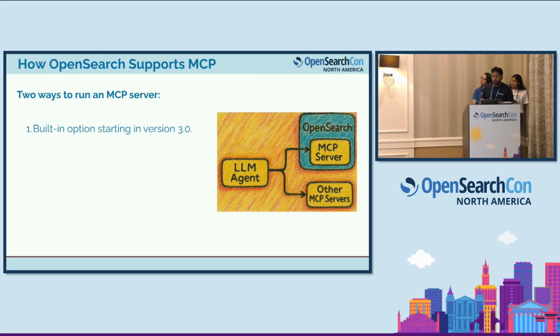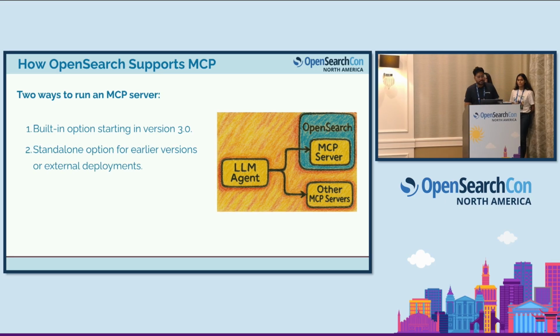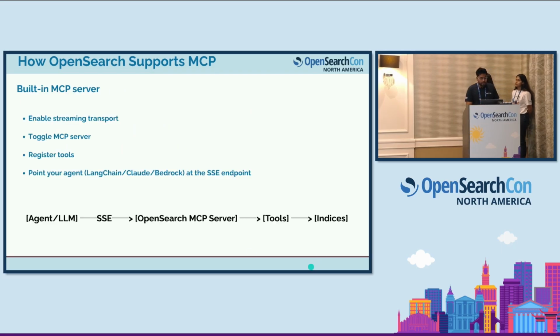Okay, so how does OpenSearch support MCP? There are two ways that you can connect MCP, and that can work with your whole application itself, at the same time as the data you are passing to OpenSearch. The first one is the built-in option, starting from version 3.0, and the other one is the standalone option that will also work with earlier versions, and with external deployments you have. If you see here, we have one LLM agent that's talking to the OpenSearch MCP server itself, and maybe other MCP servers also. That's how you can configure your architecture.